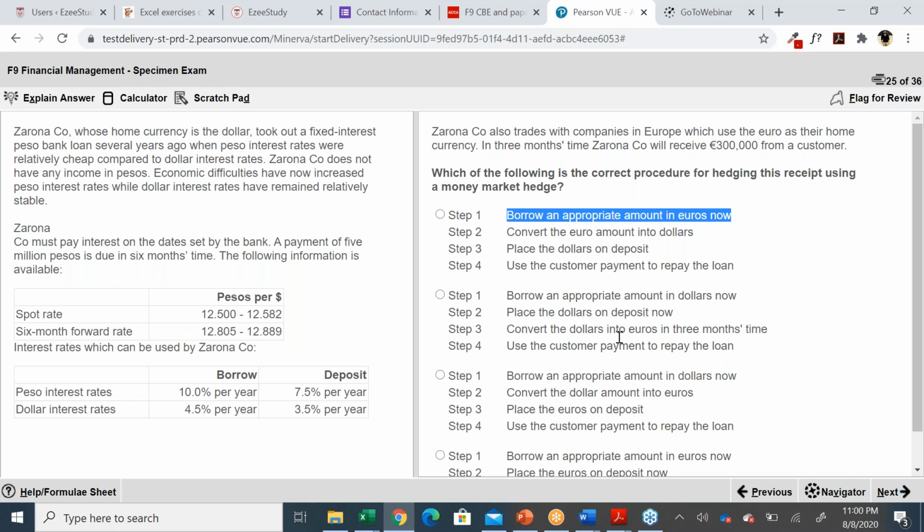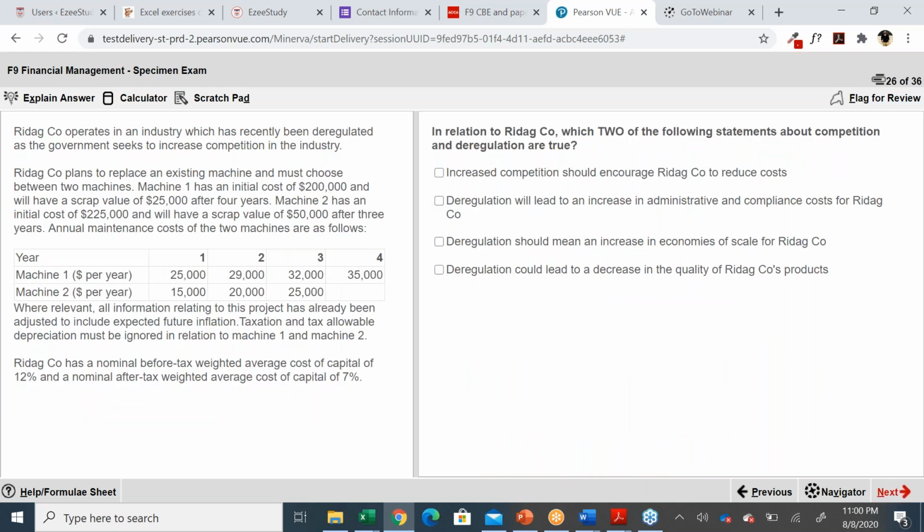Let's go forward. Okay, this is a very specific question. Definitely not expected to be repeated, but let me tell you. In relation to the company, which two of the following statements about competition and deregulation are true? Let me explain the deregulation thing, and then we'll move forward. I don't think we need to discuss the options.